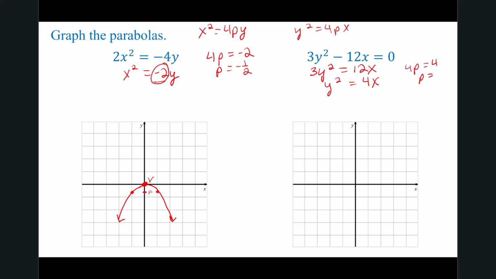So p is 1. So I have a vertex at 0, 0, and then p is 1. So I'm going to go 1 away from the vertex in the positive direction, which in this case is right because the y is squared. So the vertex at 0, 0, the focus at 1, 0. Now I know the length of the latus rectum has to be 4 because there was that 4 in the equation. So from the focus, I'll go 2 up and 2 down to get 4 total for the latus rectum, and then I can finish graphing the parabola using those 2 points.